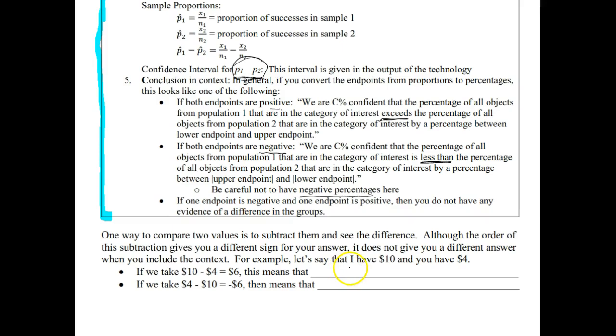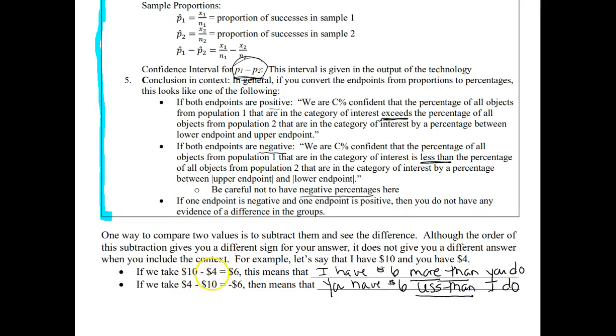For example, let's say that I have $10 and you have $4. So if we decide to subtract that as 10 minus 4, we get a positive 6. Well, this just means that I have $6 more than you do. But had we subtracted them the other way around, 4 minus 10, we would have gotten negative 6. And this just means that you have $6 less than I do.